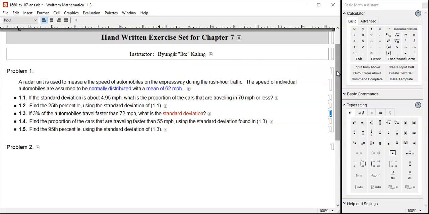Now, do I have time for 1.4 and 1.5? No, let's stop here.